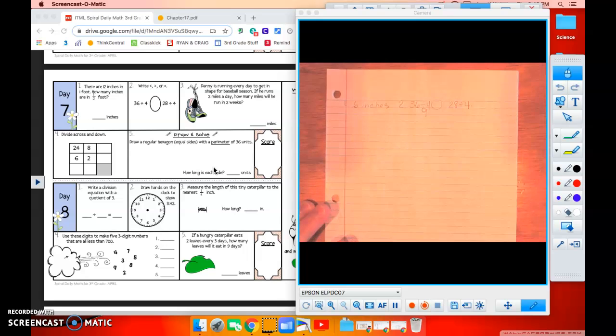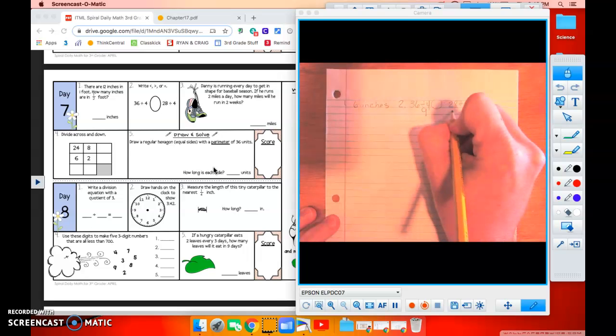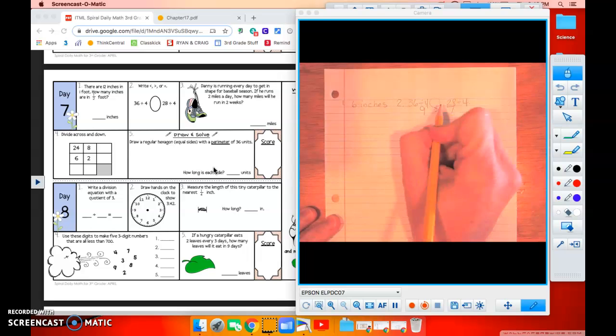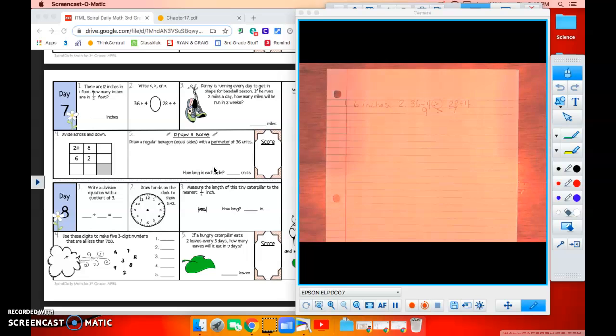And what's 28 divided by 4? Yeah, that's a 7. So 9 is greater than 7, therefore 36 divided by 4 is greater than 28 divided by 4. Nice work.